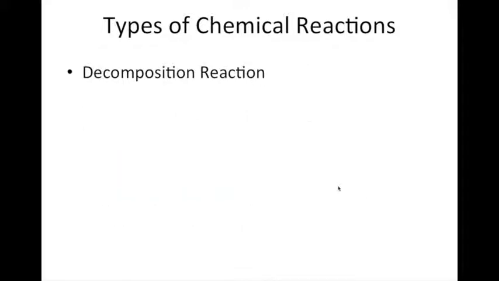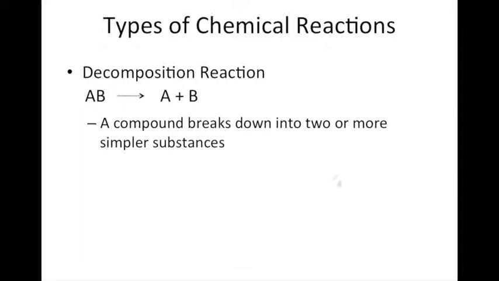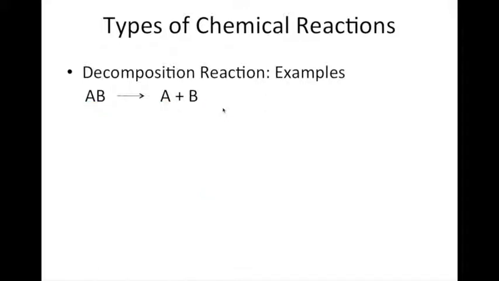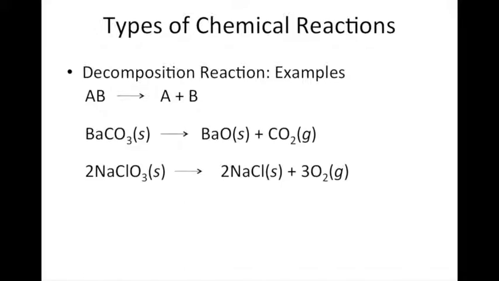The next class or type of reaction is called a decomposition reaction, and it follows this general format. In a decomposition reaction, you have a single reactant that decomposes or breaks apart chemically to form 2 or more simpler products. So we start with one reactant and it breaks down chemically to form 2 or more different products. So let's look at a few examples of decomposition reactions. Here are 3 of them.